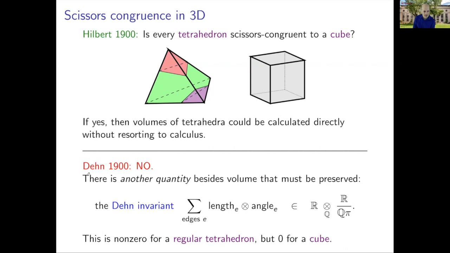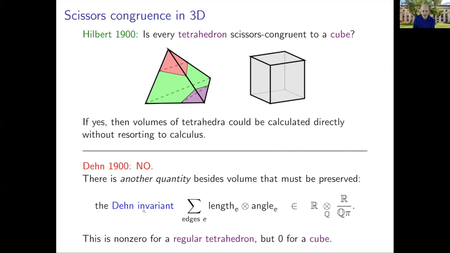But what Dehn discovered is that there's another quantity beyond just volume that also must be preserved when you cut up a tetrahedron and reassemble it. I mean, this is really for the mathematicians. Don't worry so much if you don't follow.